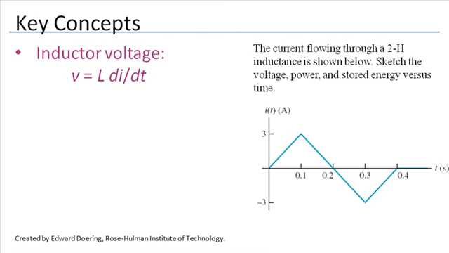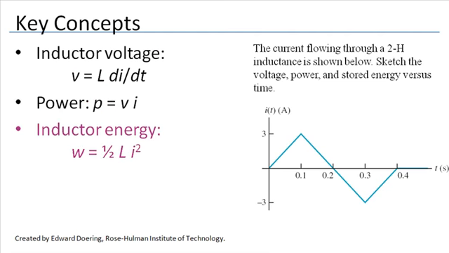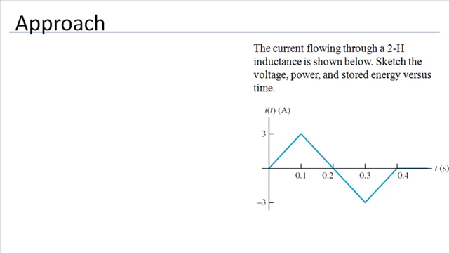Important concepts we'll need include the inductor voltage, which is L times the time rate of change of current, the inductor power, which is the product of its voltage and current, and the stored energy associated with the inductor, which is 1/2 inductance times the square of current. Let's review the approach we'll follow for this problem.